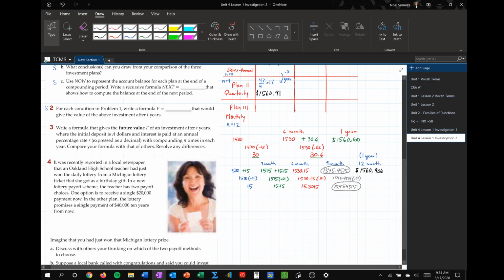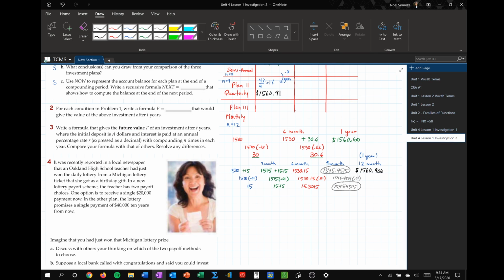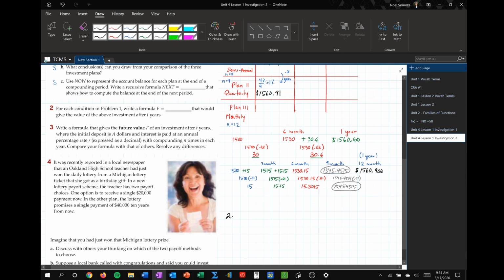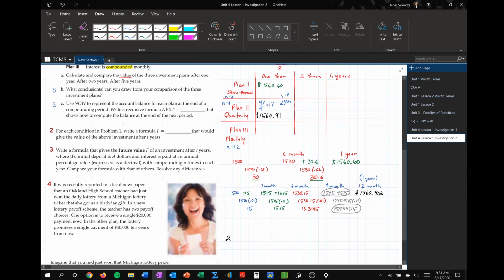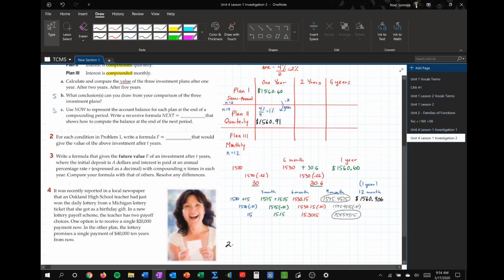Number 3 is asking to write a formula that gives a future value. Or actually, hold on. Let's go back to number 2. I don't want to skip number 2. Sorry. Let's do number 2. So for number 2, for each condition in problem 1, write a formula F equals, that would give the value of the above investment after T years.